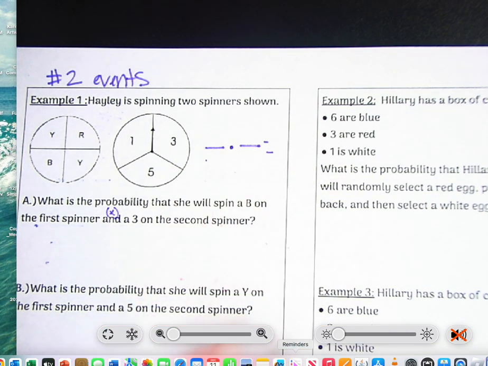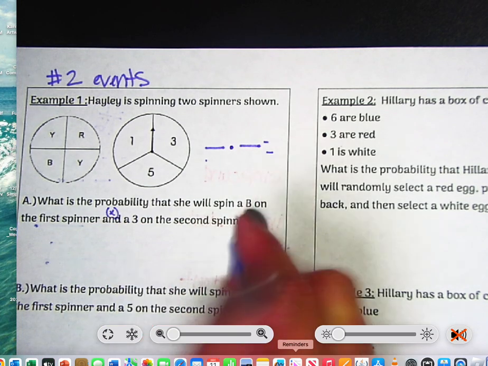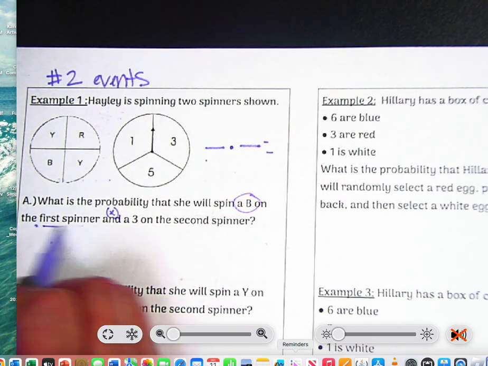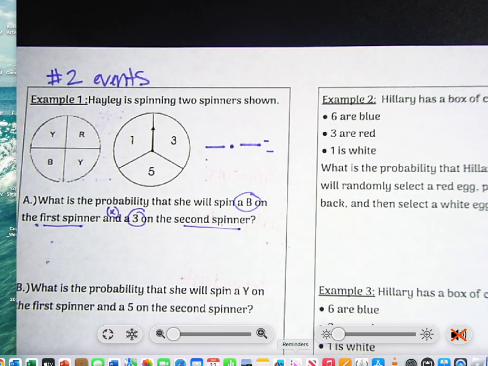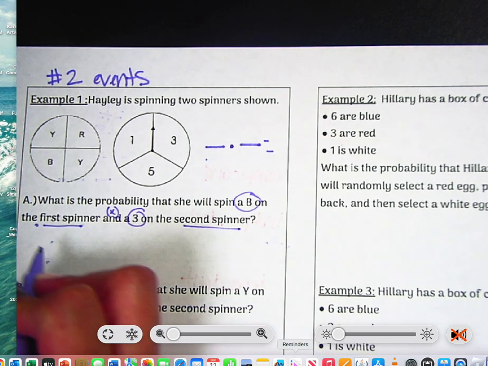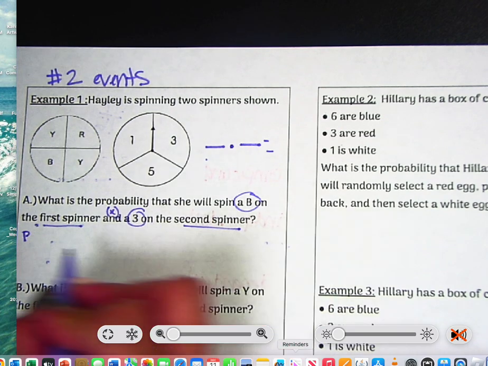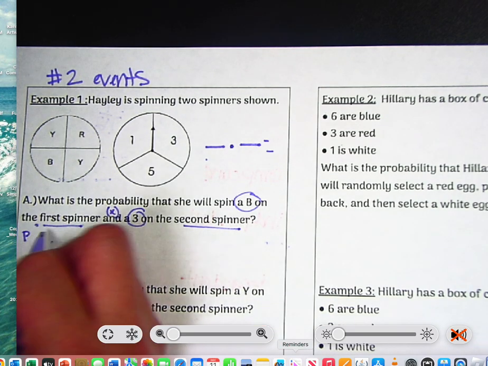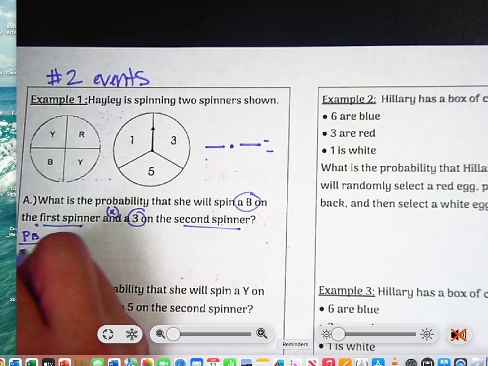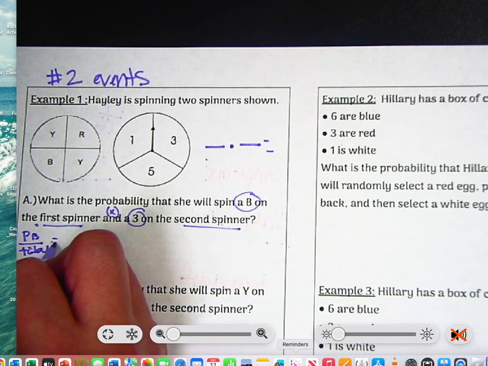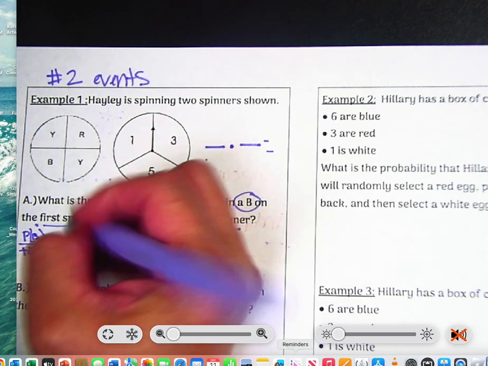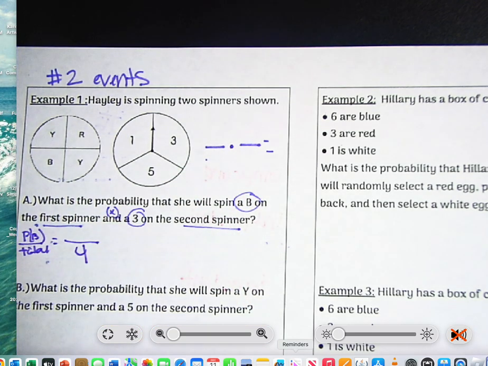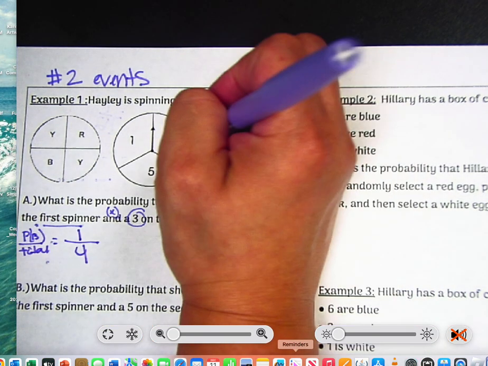All right, so we're talking about what is the probability that she will spin a B on the first spinner and a 3 on the second. So those are your 2 events. There's 2 things happening. So for the first one, I'm going to write the probability of getting a B out of my total. What are my total options here? It is 4. How many of those are B's? 1, so 1/4. So I'm going to put that at the top.